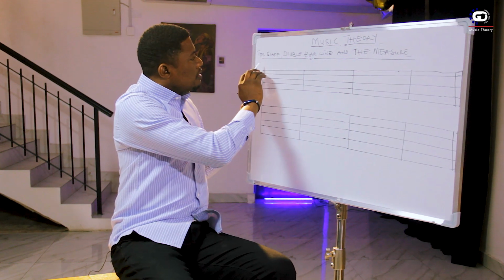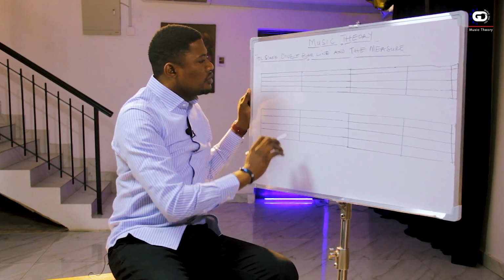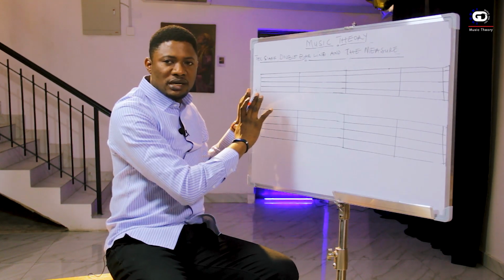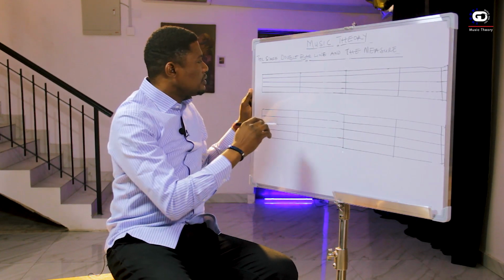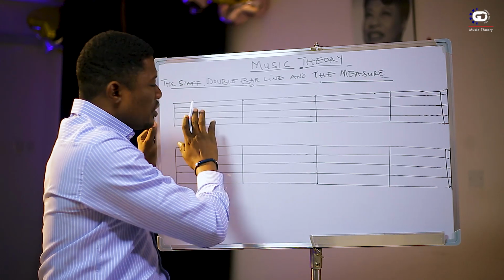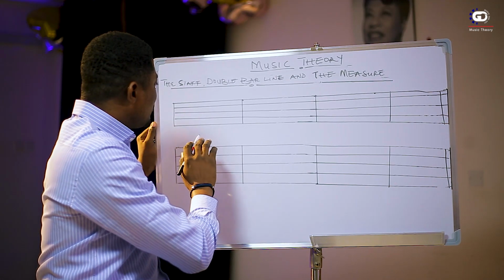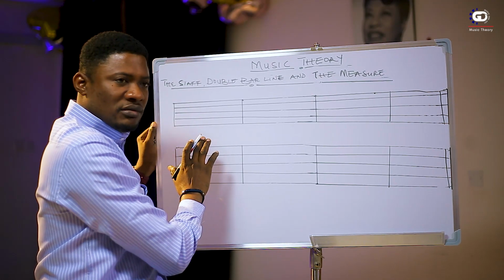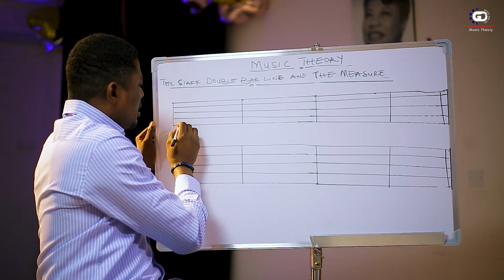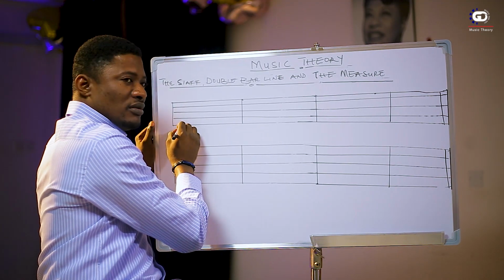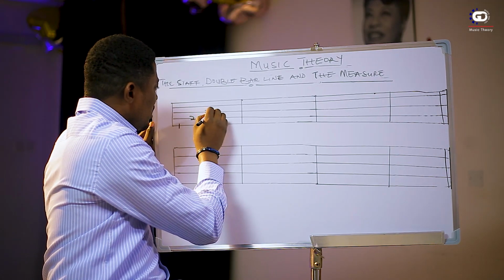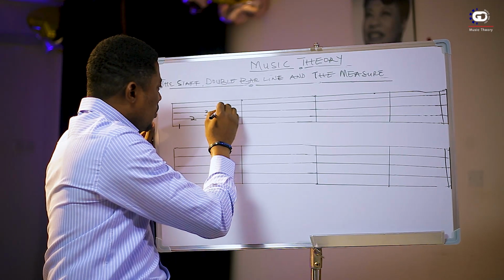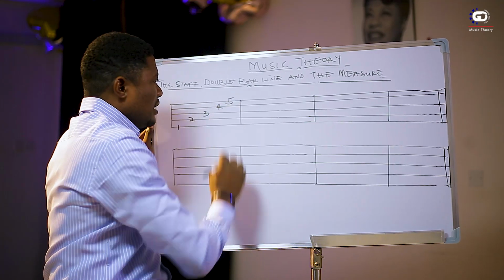All right, let's talk about the staff. In music, we have what we call the staff. Do you call it stave or staff? Now, the stave or staff is 5 horizontal lines, which you start to count from here as line 1, line 2, line 3, line 4, and line 5.